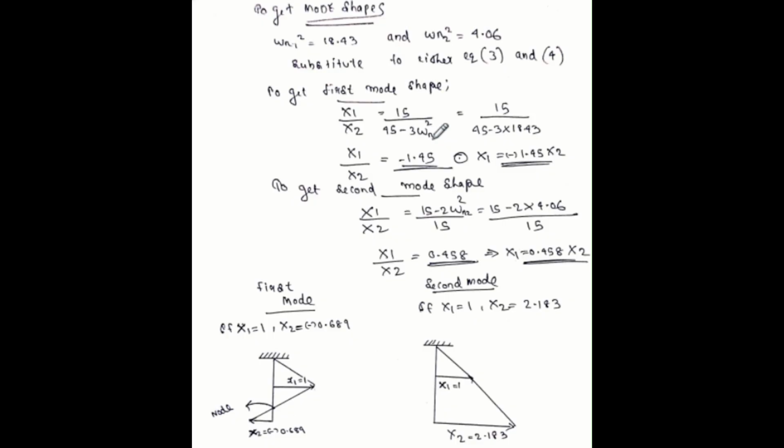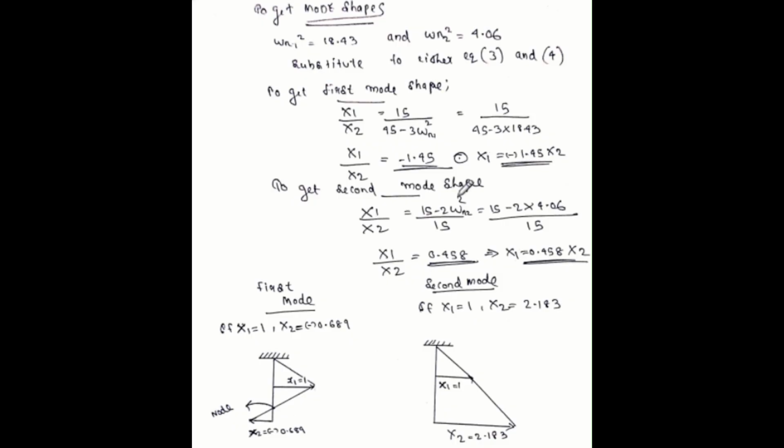I already know the value is 18.43. So when you substitute, it will be minus 1.45. That means x1 is minus 1.45 x2. Similarly, to find the second mode shape, you take the amplitude ratio obtained by considering the second mass system. There we get one equation as x1 is equal to 0.458 x2. So we got the relation between x1 and x2 for the two modes.